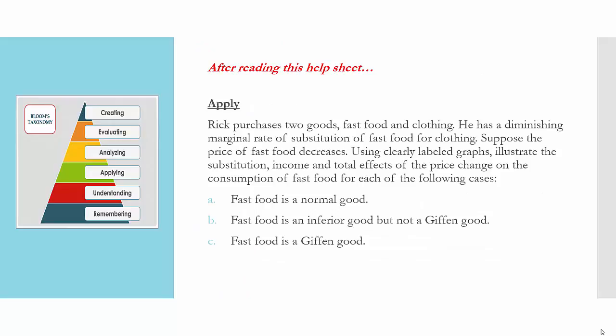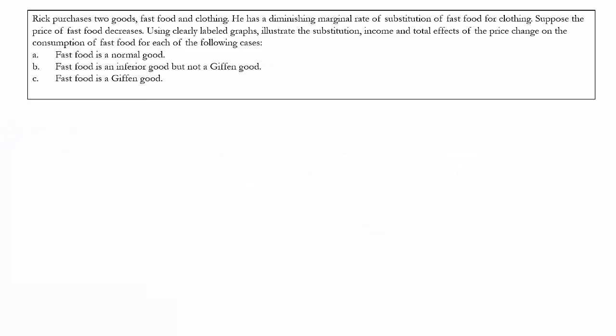Now let's get some practice applying these concepts by working through this problem. Here we have Rick, who purchases fast food and clothing. The price of fast food decreases, and we need to graphically depict the total, income, and substitution effects of this price change. Let's first assume that fast food is a normal good. For all three cases, we also will assume that clothing is a normal good.